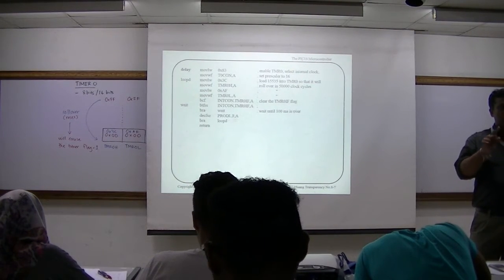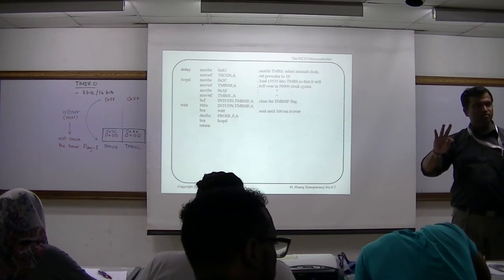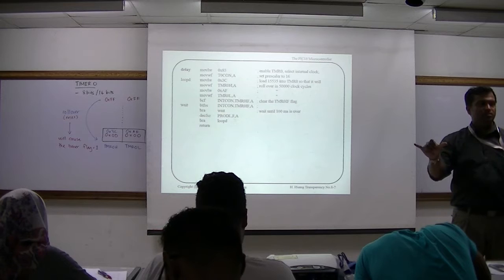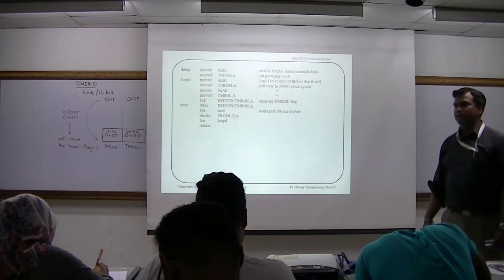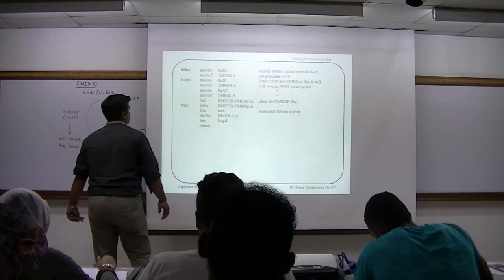So it's 1 0 0 0 0. I told you 1 0 0 0. The last 3 bits are the prescaler, which is 0 1 1. So it's 8 3. So you got 83. So this is how you actually write the delay.